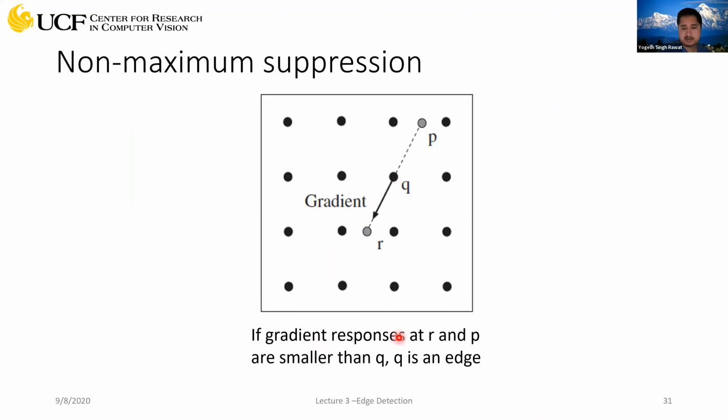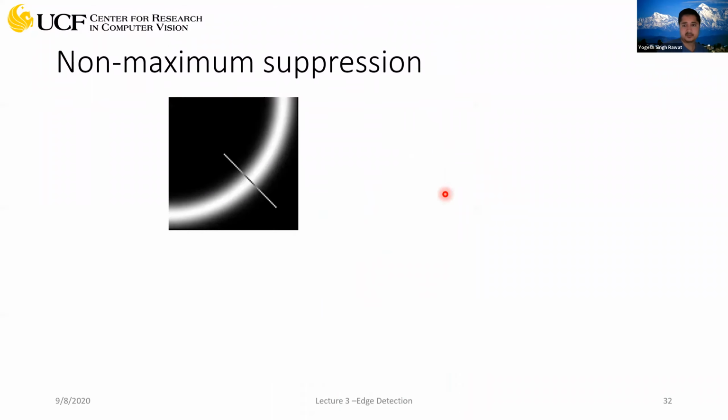So if the gradient responses at R or P are smaller than Q, then Q is an edge. Otherwise, it is not. Now let's try to understand this with this visualization. For example, this is an image, and if this is an edge, then at this particular location, if you compute the derivative, the direction of your gradient will be somewhere lying around this position.